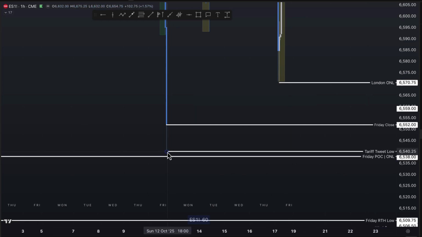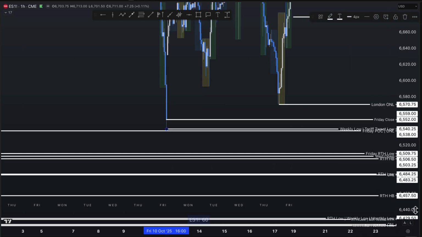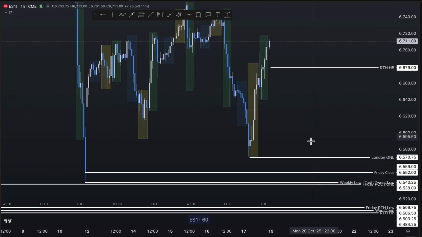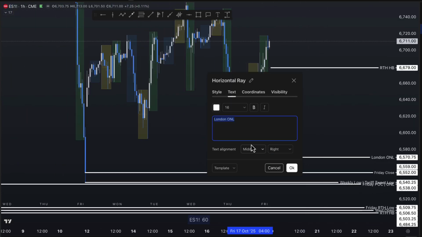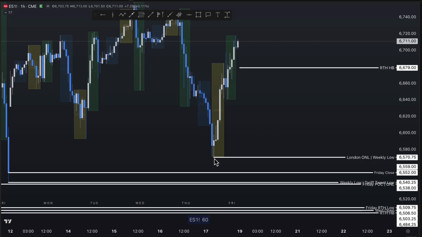So tariff tweet low, that's what I called that. This is also going to be the weekly low. That was last week's weekly low. I should have been a little more thorough in marking that out. But this week's weekly low was here. So that 65.70 here, where I went long and captured a 100-pointer and a 60-pointer. The 60-pointer was on accident, but that London low, we're going to mark that.